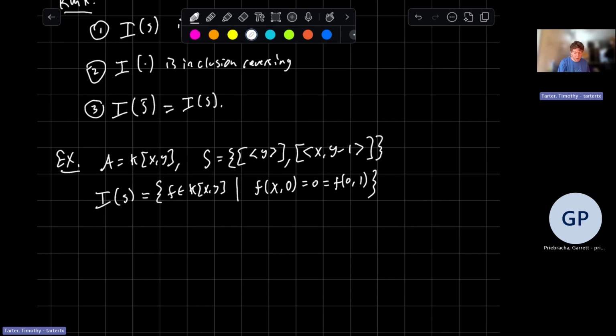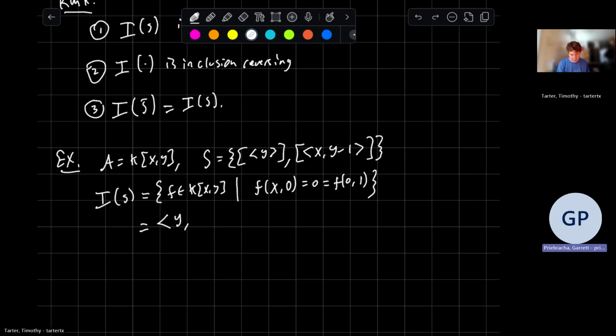Well, quite simply, this is just y, and then, we want something that corresponds to (0, 1).